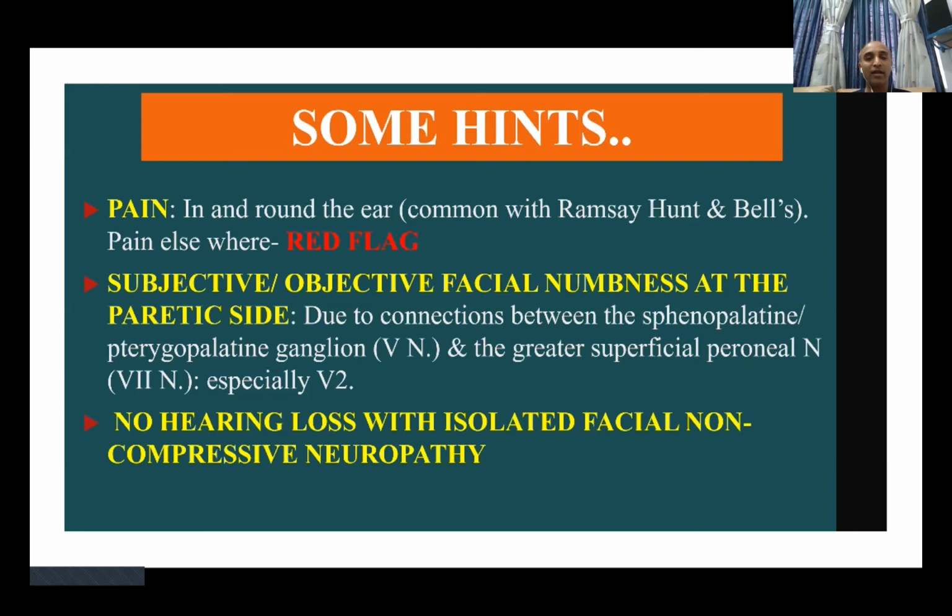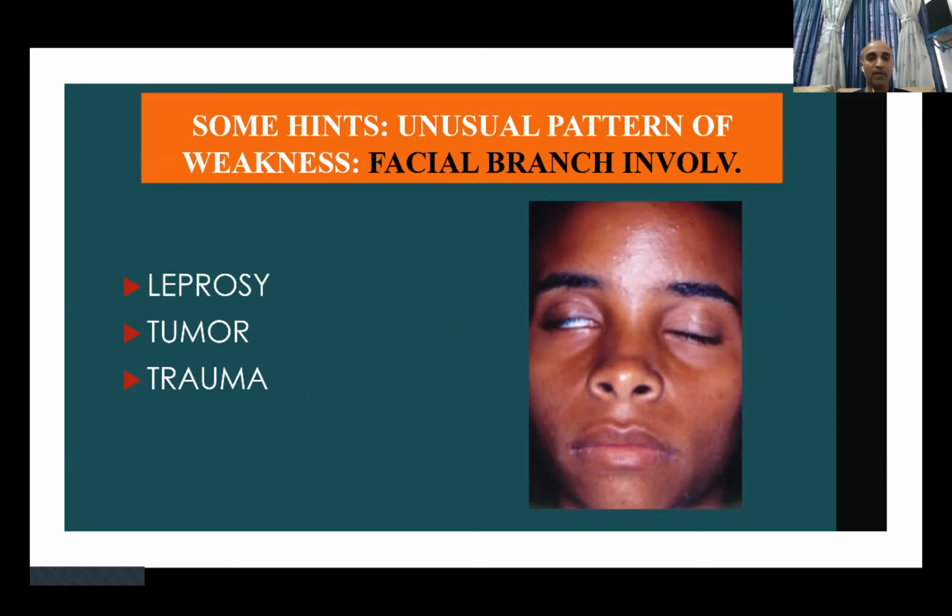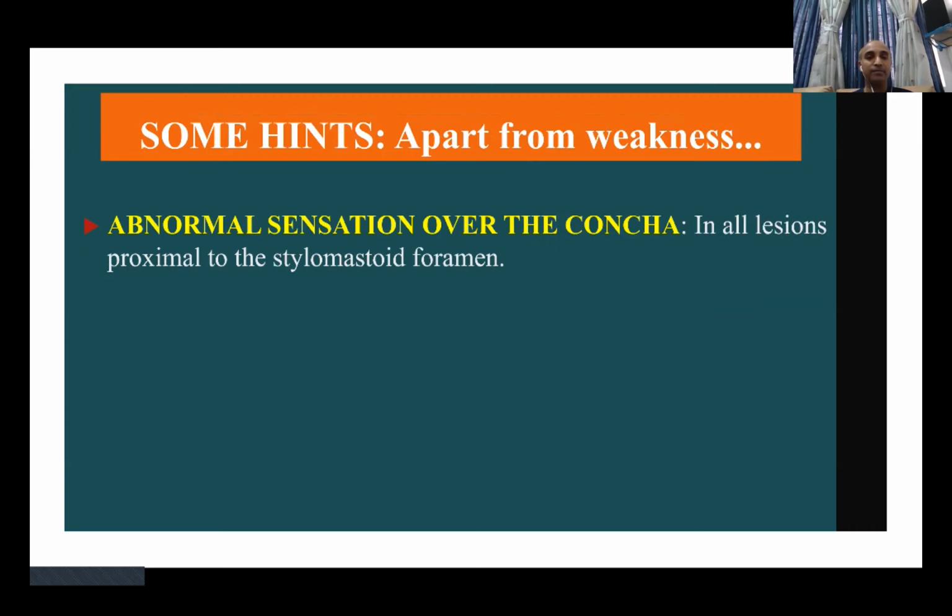Whenever you see an isolated 7th nerve non-compressive neuropathy, you should not get any hearing loss unless it is associated with the Ramsay Hunt syndrome. There are some unusual patterns of facial nerve involvement also. Just look at this photograph on the right-hand side of your screen. The patient is trying to close his eye. There is a Bell's phenomenon which you're seeing, but the orbicularis oris muscle looks all right. So it is just a branch supplying the orbicularis oculi muscle which is involved. This facial branch nerve involvement is very typical of patients with leprosy and also patients with tumor and trauma. So when you see a branched facial nerve involvement, remember these 3 DDs.